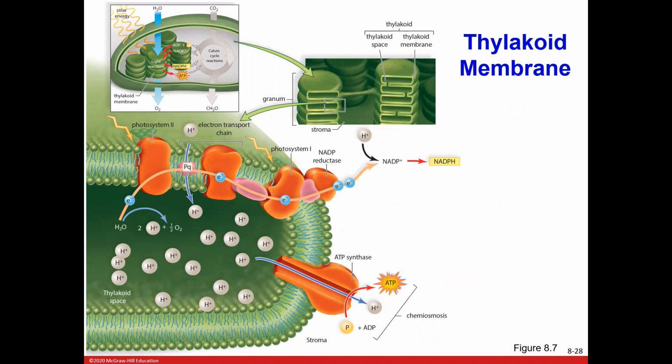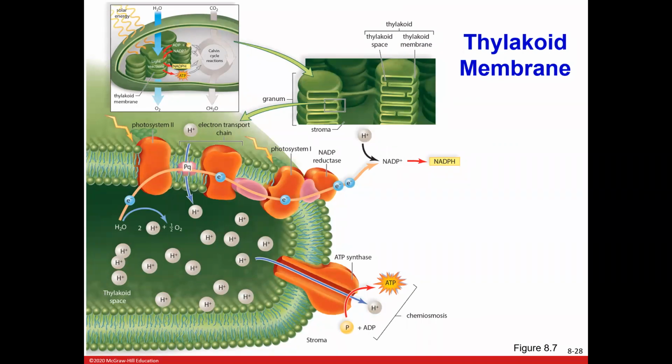And then this boosted electron goes to NADP reductase. So that's an enzyme. What's it going to do? It's going to reduce NADP. So we're going to donate 2 electrons to it. We're going to add a hydrogen to it, and we get NADPH. Okay, so that represents a harvesting of energy.